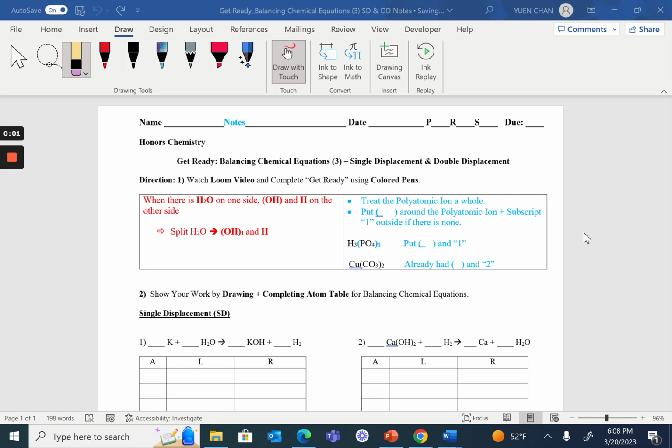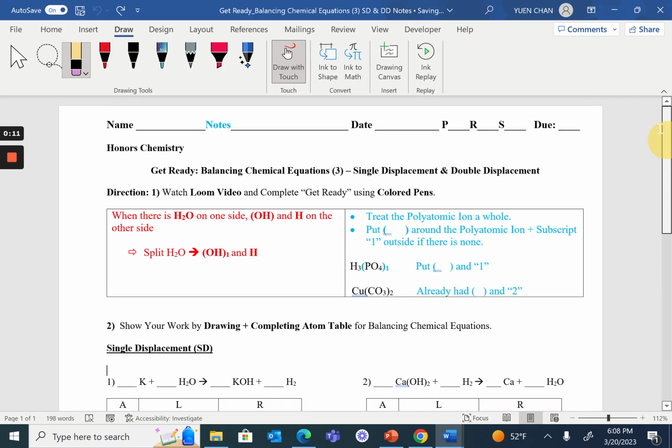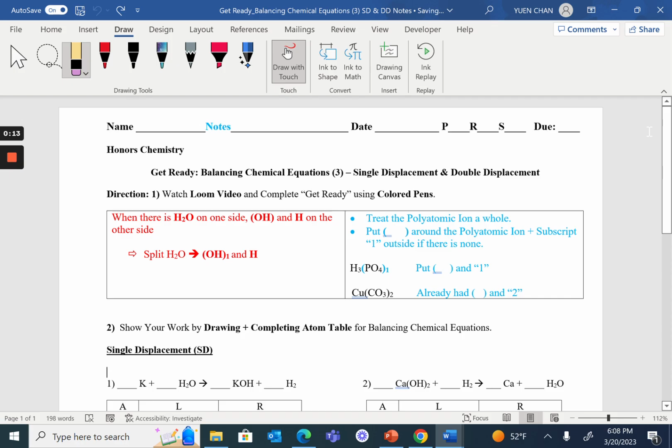All right, so in this video, I'm going to talk about balancing chemical equations number 3, which is single displacement and double displacement. Some people will say single replacement and double replacement. It's the same thing. So first of all, I want you to read the screen here, pause the video, and then copy the notes here.